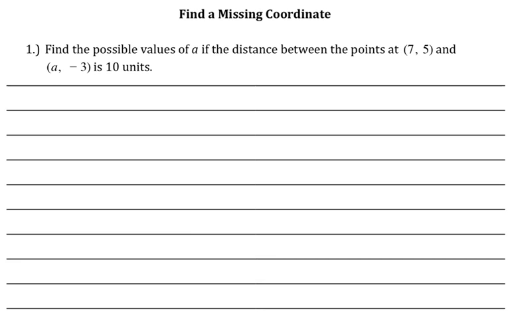Find a missing coordinate. Find the possible values of a if the distance between the points at 7, 5 and a, negative 3 is 10 units. So if I were to rewrite this, I want to find the distance between 7, 5 and a, negative 3. Now, I already have the distance, so that distance is going to be 10 units. So if you wanted to, over to the side, you could say d is going to be equal to 10.